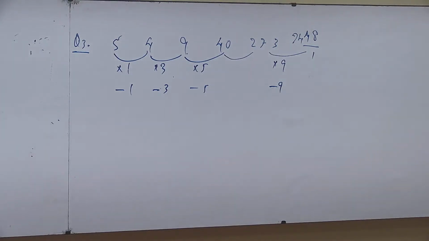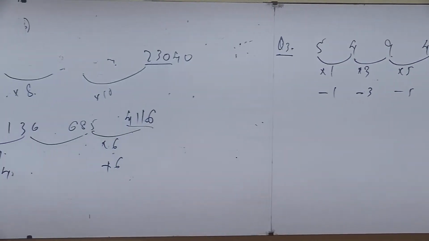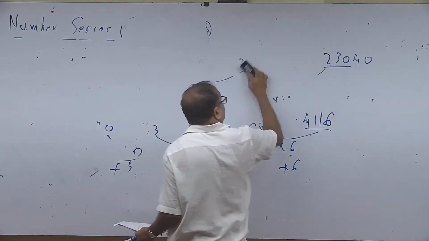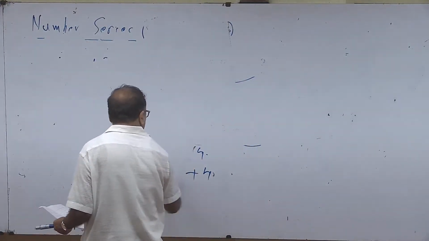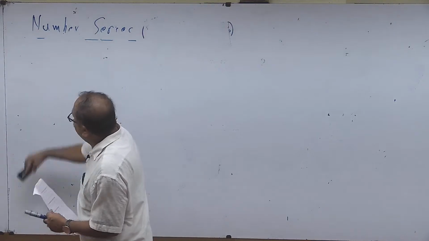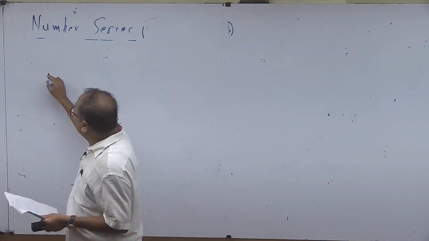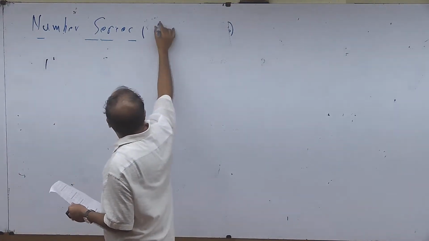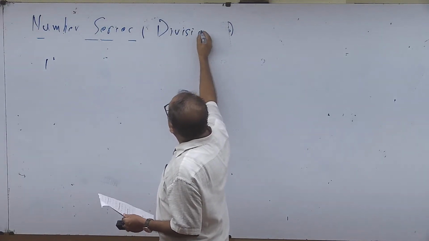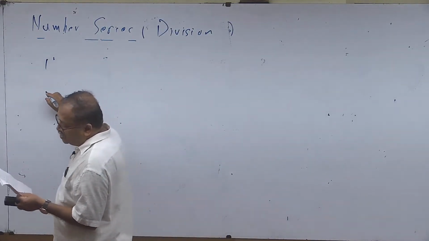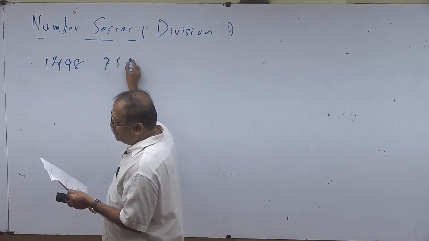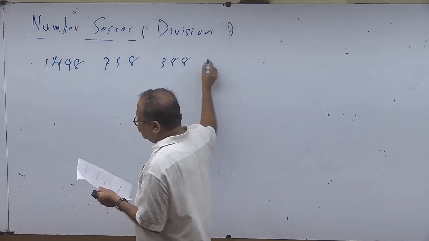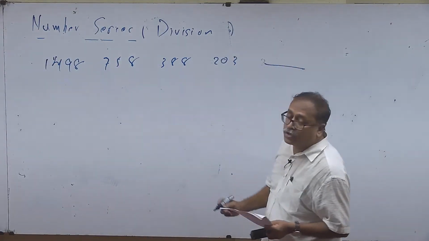Let's move on to the next part, that's a division based question. Division based questions. So, division. The first number is 1498 and the second number is 758, 388, 203, and what should be next?